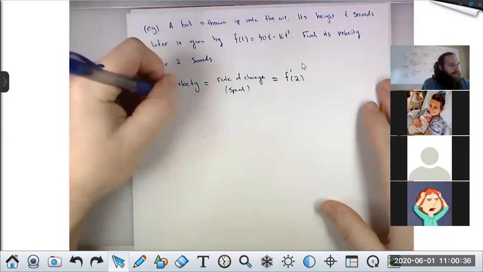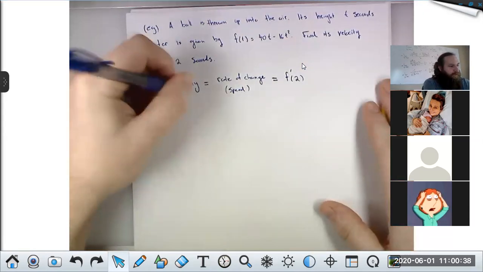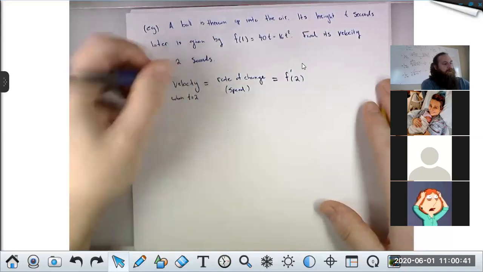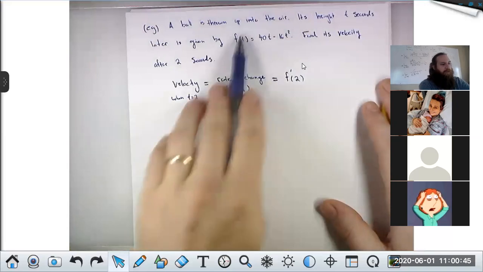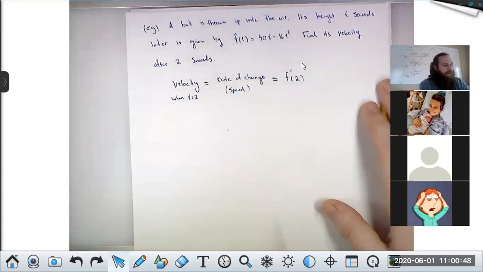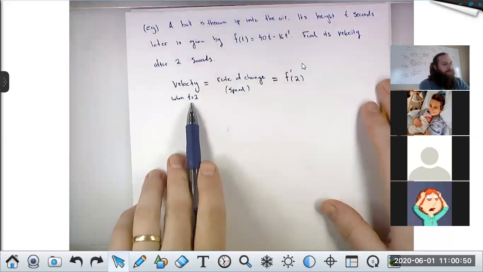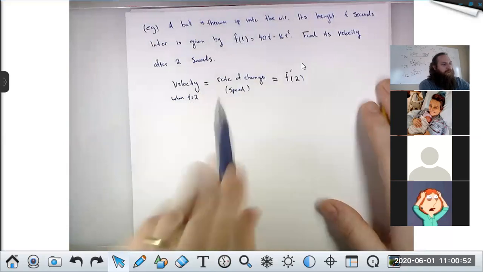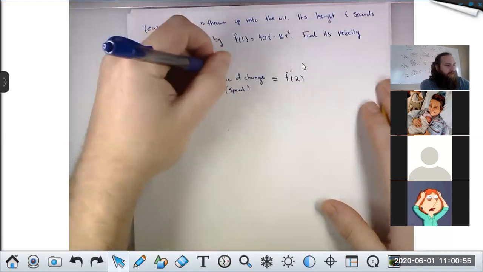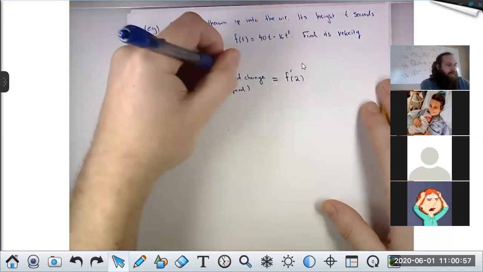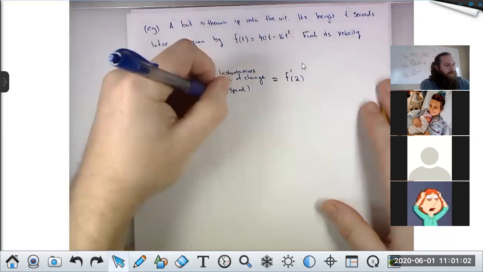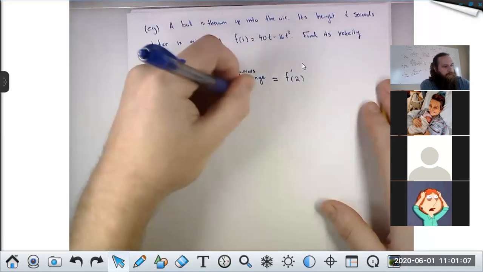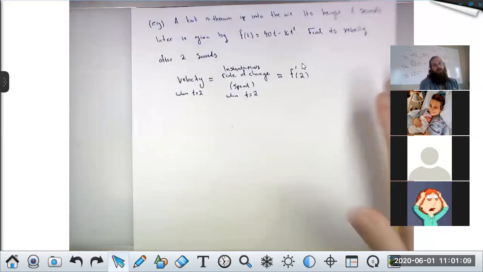Because we want the velocity when t equals 2. That means we want the instantaneous rate of change. How fast is the height of the ball changing at that exact moment when t is equal to 2, which is the instantaneous rate of change or speed when t equals 2, which is f prime of 2.